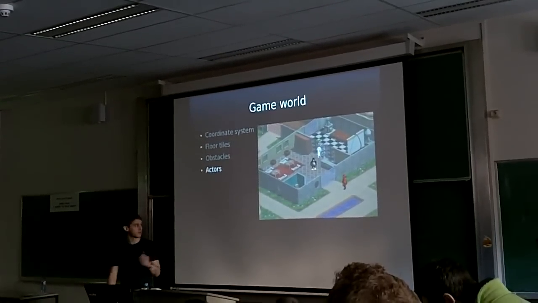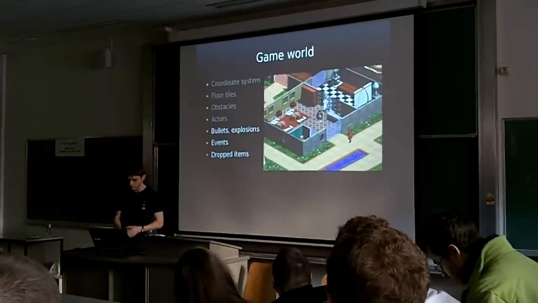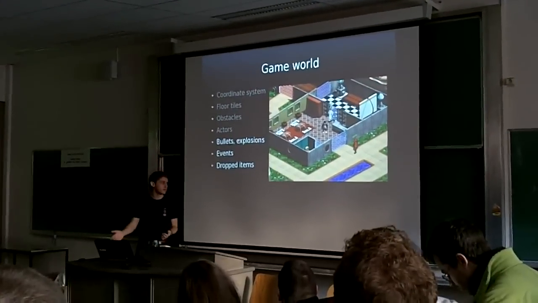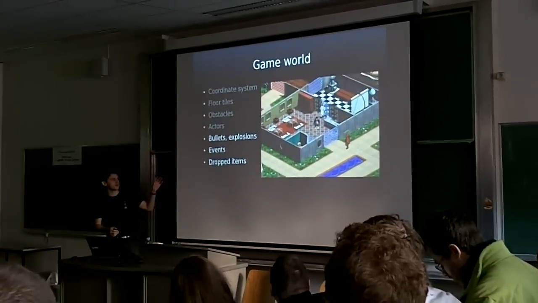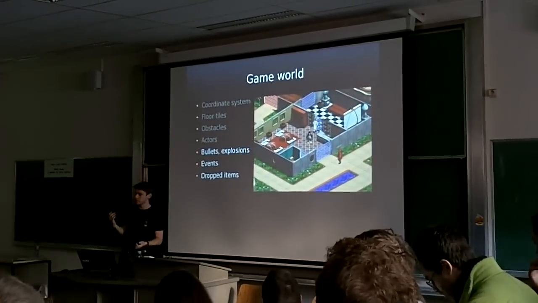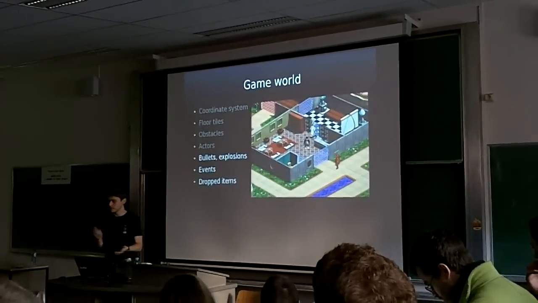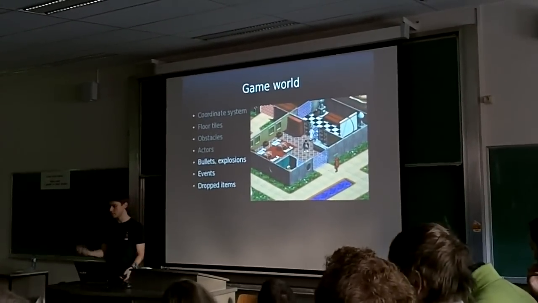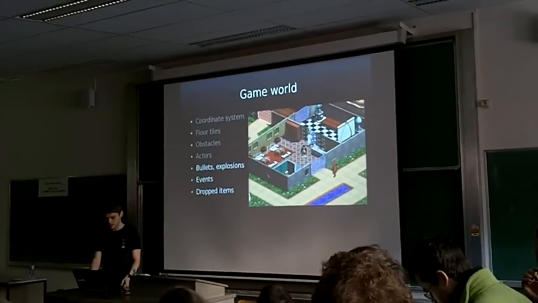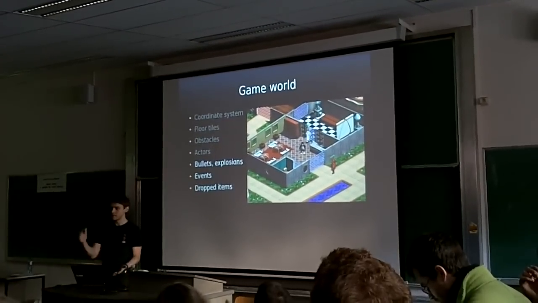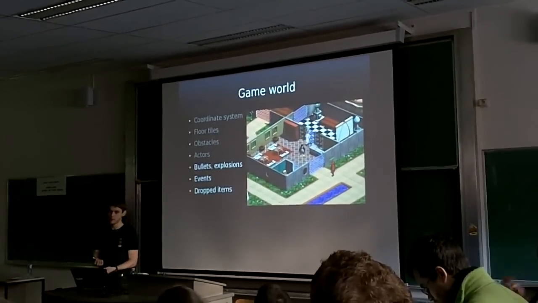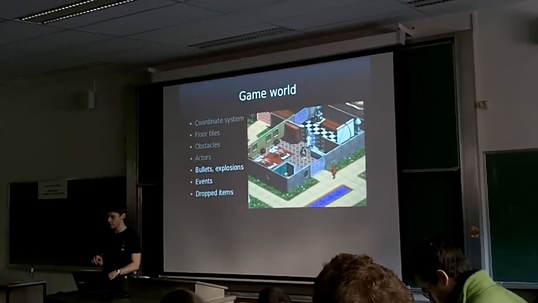So this is what actors are for. And now we have a lot more small elements which are not very relevant here. For example, we have bullets, because they're not really an actor, they're not really an obstacle. We have bullets, we handle explosions separately. We've got dropped items, so when you kill a character, it will drop what it's wearing. So you have items on the ground that you can then pick up.